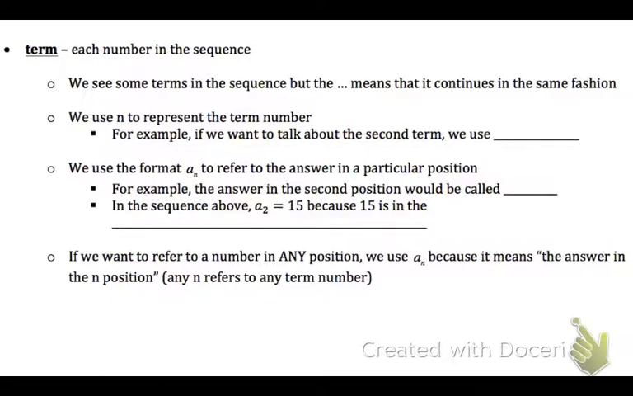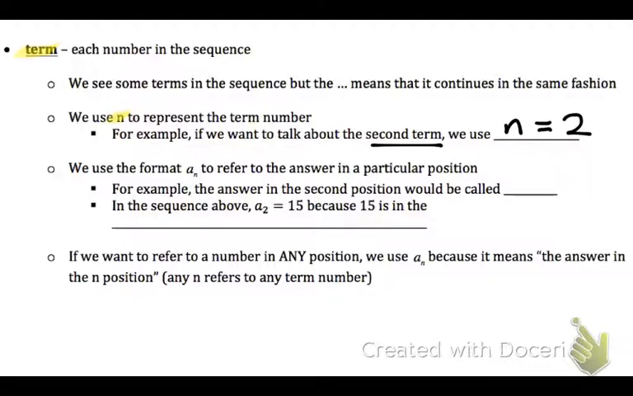So in a sequence, there are terms. Terms refer to each number in the sequence. We see some terms in the sequence, but the ... means it continues on in the same fashion. We use n to represent the term number. For example, if we want to talk about the second term, we use n equals 2. So that would be the second number, the second term.